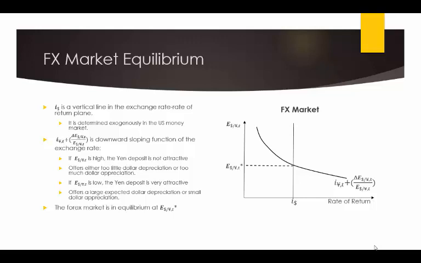Intuitively, if the dollar-yen exchange rate is high, it costs too much to invest in the foreign asset today, which makes the rate of return in dollar terms not too attractive. But if the dollar-yen exchange rate is low, then it is cheaper to invest in the foreign asset today, which makes the rate of return in dollar terms very attractive.